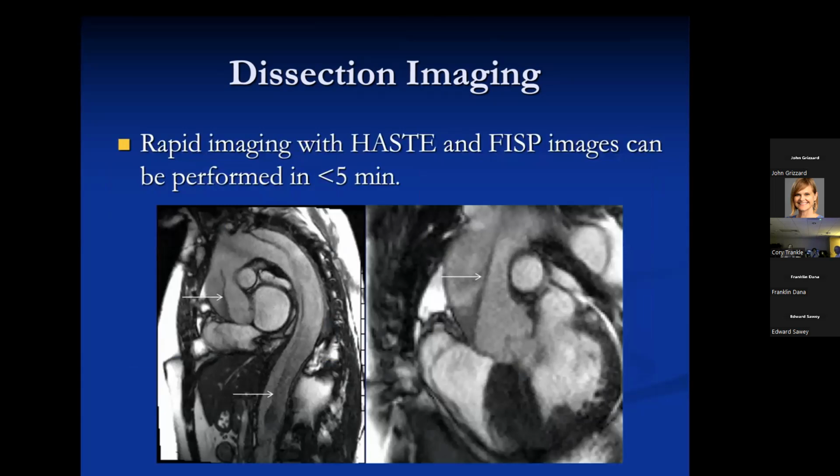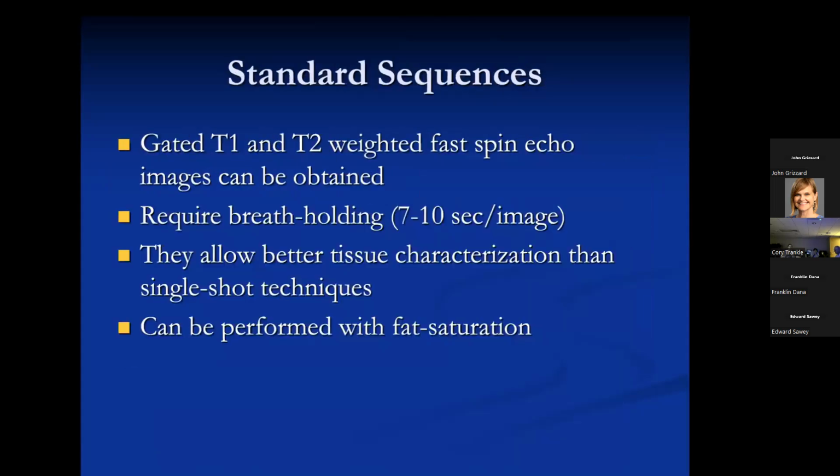And again, here's just some still frames from imaging of the aorta in a patient with a type A dissection, and they can be obtained very rapidly. Other standard sequences like T1 and T2 fast spin echo images can be done. I don't do a lot of these. I think they can be useful for masses or to evaluate the composition of something you're suspecting might be a cyst or something like that.